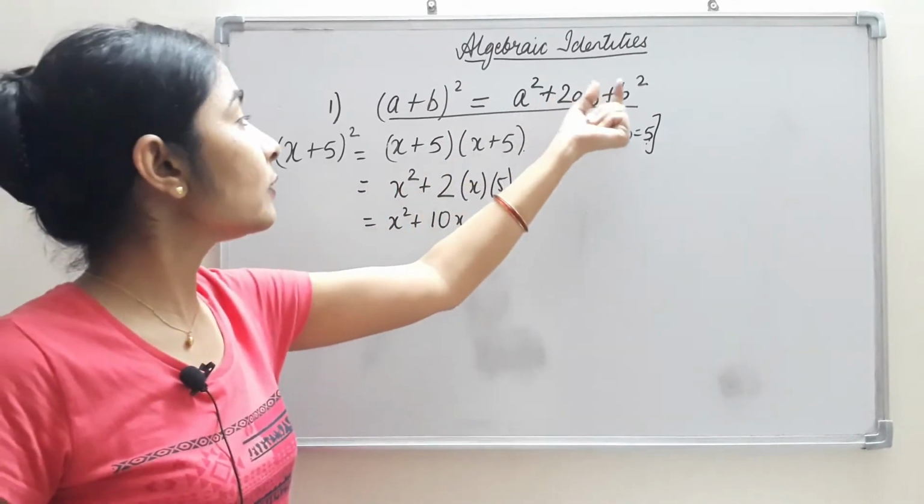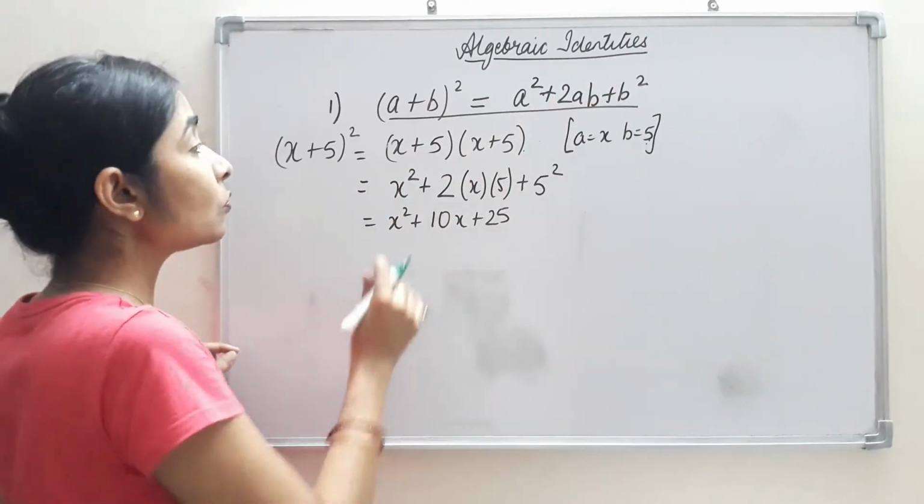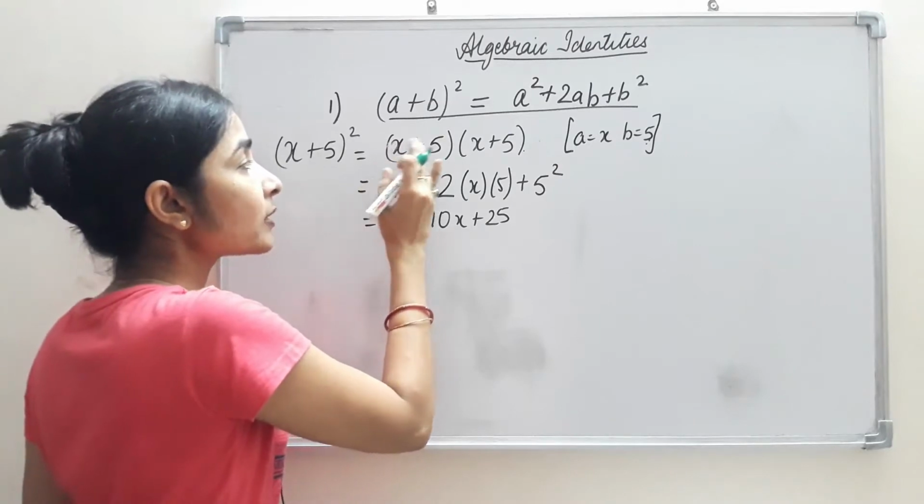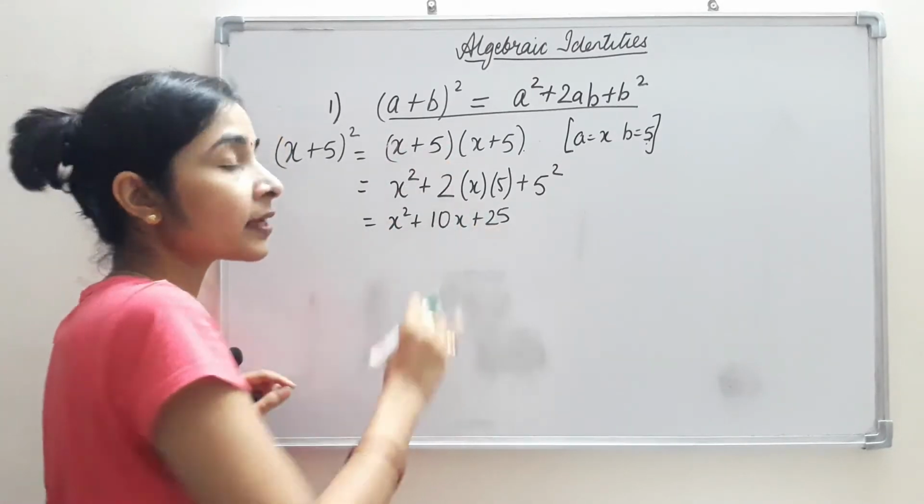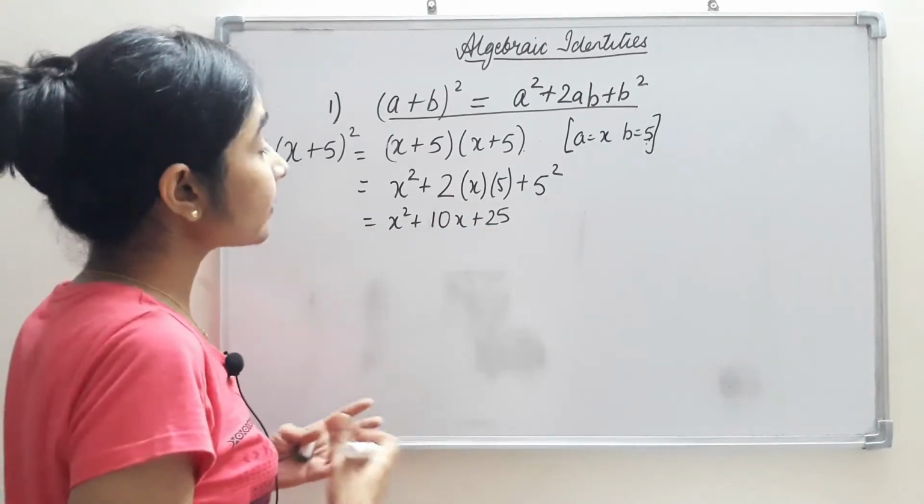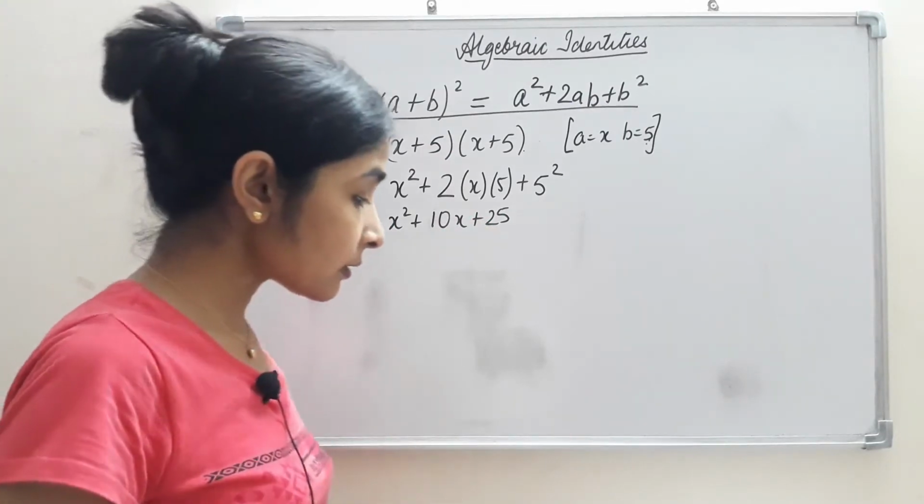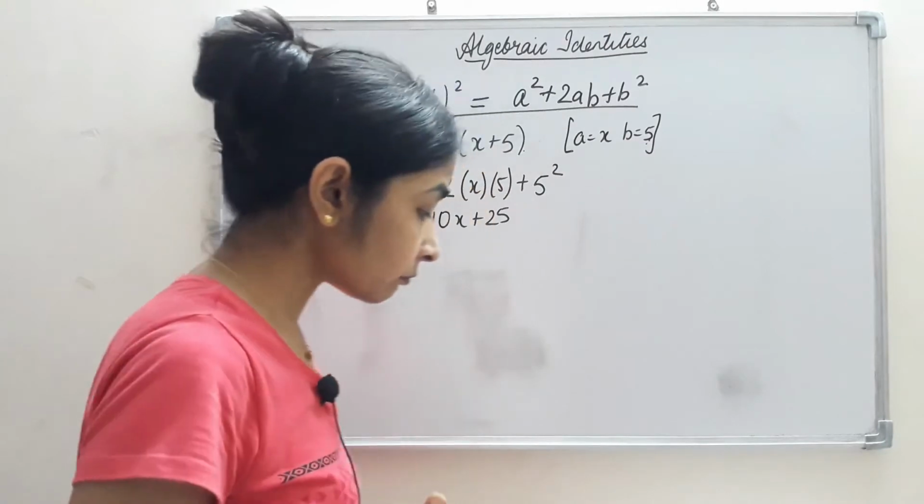We know 2 into a into b, so that means what we will do, 2 multiplied by x, 2x multiplied by 5 gives us 10x. Then we'll just write the square of the third term. So we can get the answer directly here. Let us take one more example.